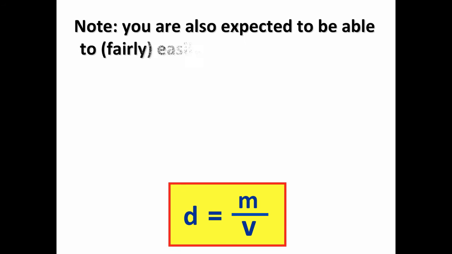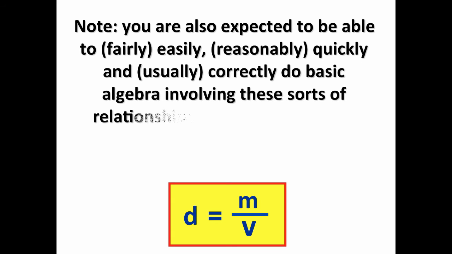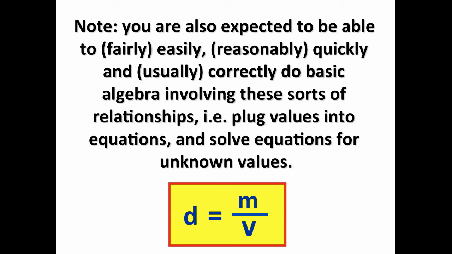Now, it's worth noting in this class, the level of math that you're going to have to be able to do, definitely got to be able to do some basic algebra. So you should be able to fairly quickly and easily and correctly do these sorts of things, which are fairly straightforward, plug into an equation. But of course, you should also be able to, let's say, knowing the mass and the density, figure out the volume, or any other kind of permutation of these sorts of algebraic equations, solve for an unknown.